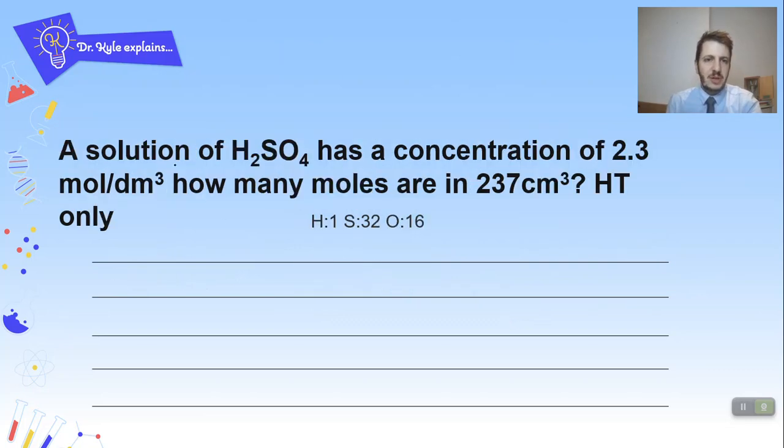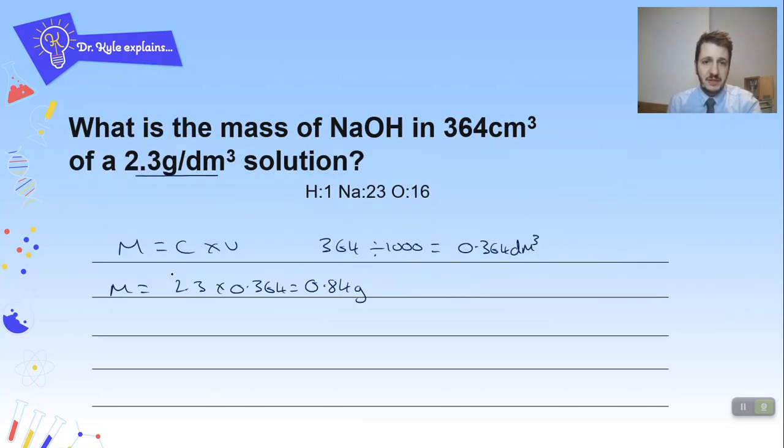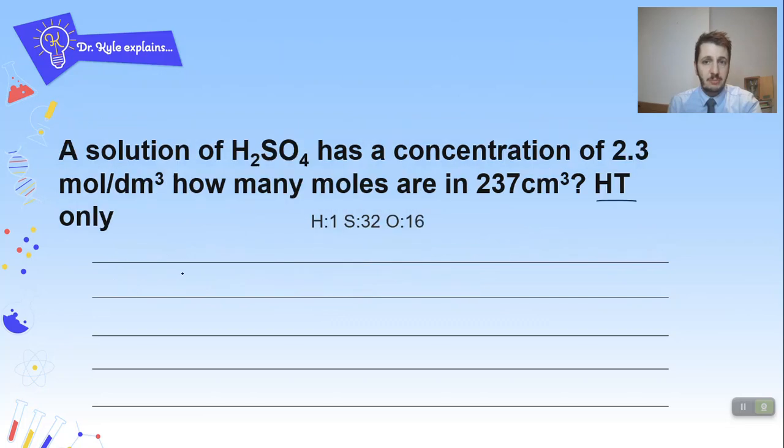Okay, next. A solution of H2SO4 has a concentration of 2.3 moles per decimeter cubed. How many moles are in 237 centimeters cubed? Notice it's higher tier only now, please. So straight away, this is actually very, very similar to this question here. It's just the units are now moles. So what are we doing? I'm going to do M equals C times V.